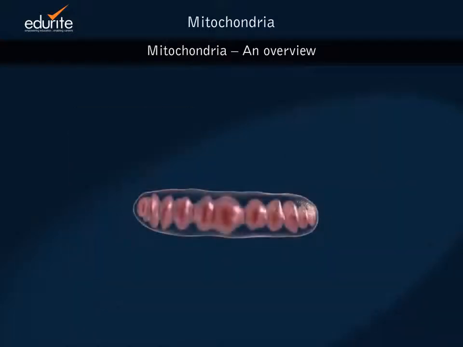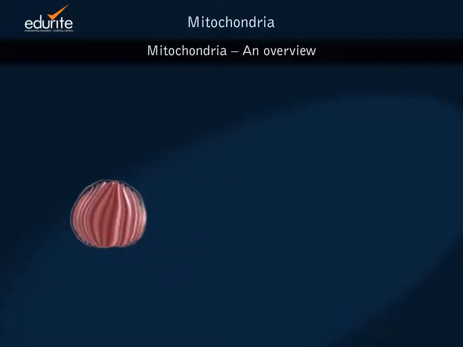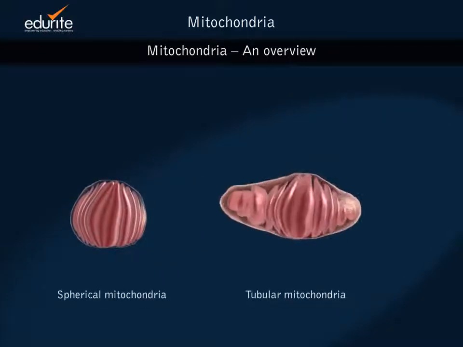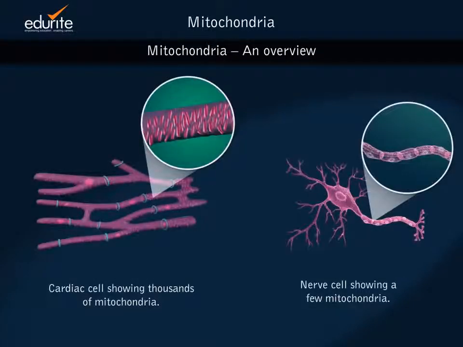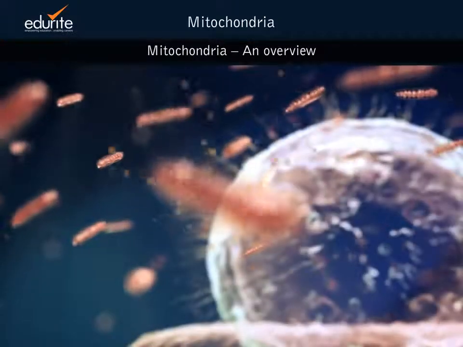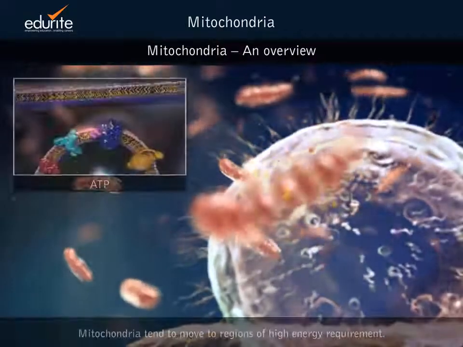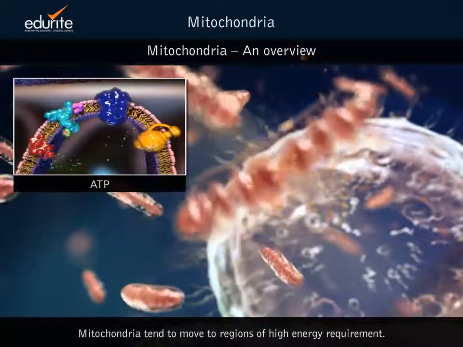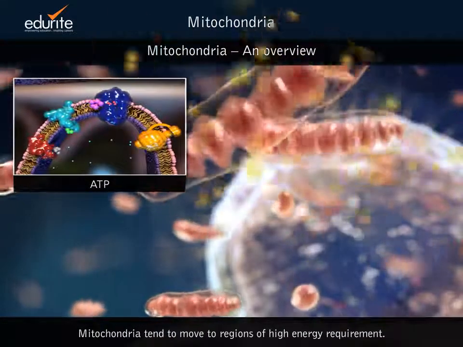The mitochondria change shape rapidly. Therefore, mitochondria may appear spherical or tubular in shape. The number of mitochondria also varies from 1 to several thousand depending on the cell's energy requirement. Mitochondria are in constant motion inside the cell. They tend to move to regions of high energy requirement and can undergo repeated rounds of fusion and fission.